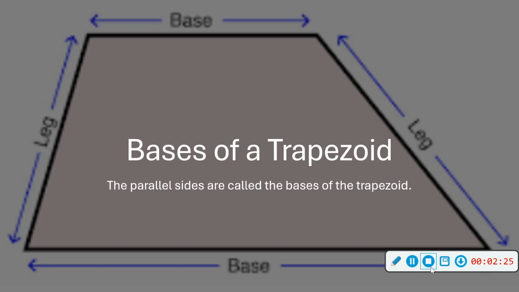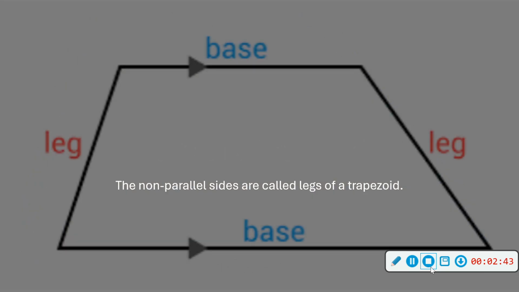So next we're going to talk about bases of a trapezoid. The parallel sides of the trapezoid are called the bases. So notice the top and the bottom here. Those had the arrow. Those were the parallel sides, so those are the bases. The opposite sides are the legs, and that's what we're going to talk about next.